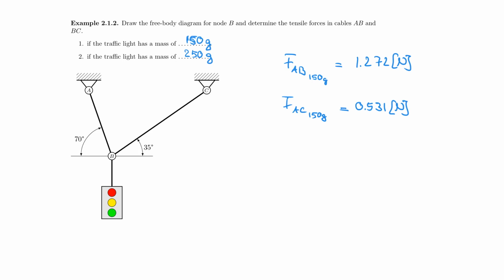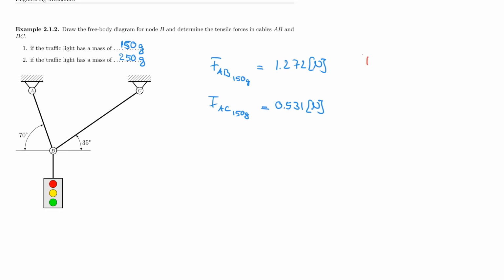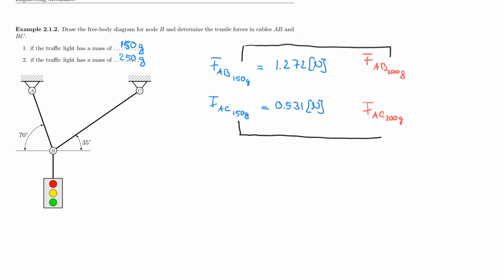So go ahead and calculate that. And if you don't find an easy way, if you think it's just as complicated as you solved for this, then I will encourage you to also find a solution for, let's say, FAB due to 200 grams, and also for FAC due to 200 grams. And then look at the ratio between the two. So compare this one to this one, and compare this one to that one. That should give you a very important engineering tool if you really understand how those results relate to each other.